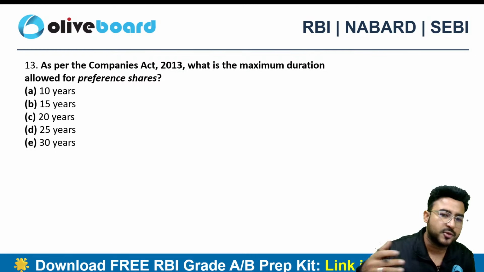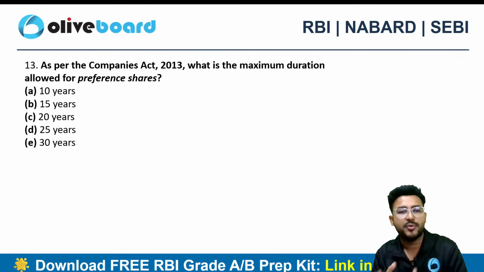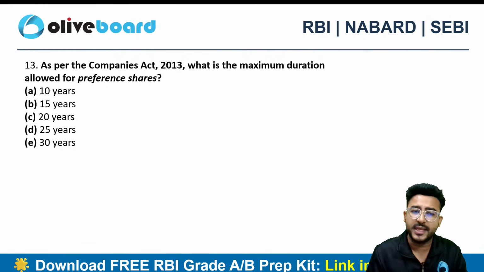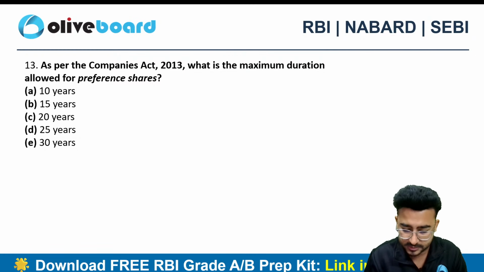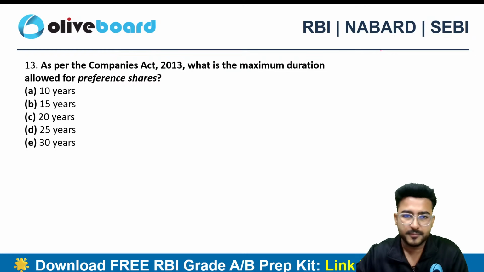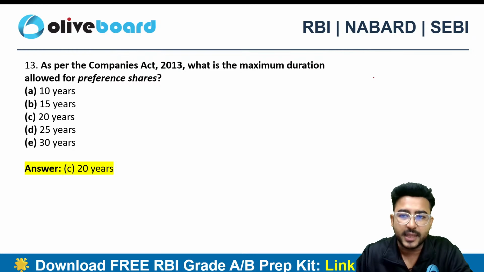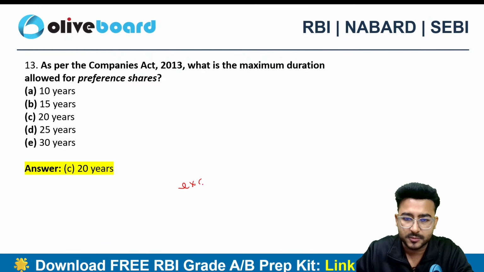As per the Companies Act 2013, what is the maximum duration allowed for preference shares? 10 years, 15 years, 20 years, 25 years or 30 years. That's the period of 20 years, and there is one exception also. There's one exception also, right?